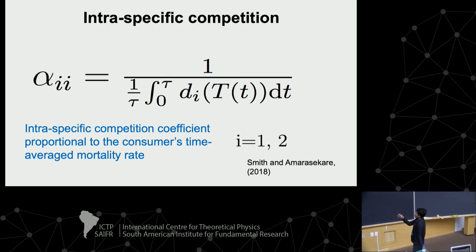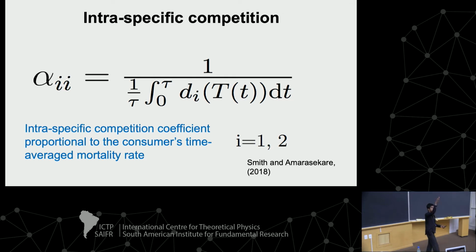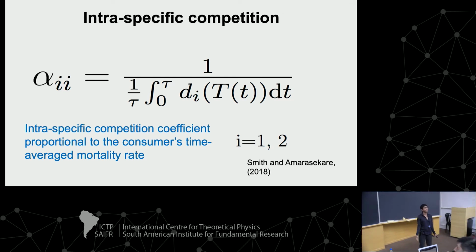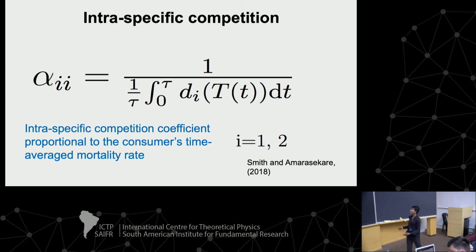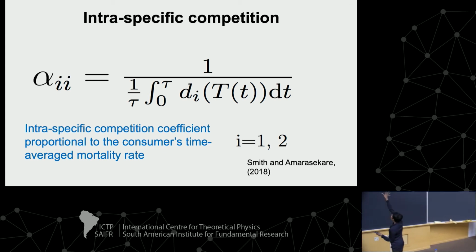Alpha ii, the intraspecific competition coefficient, is inversely proportional to the consumer's time-averaged mortality rate. So what is the inverse of the time-averaged mortality rate? Somebody tell me. The mean lifetime? Exactly. That's the mean lifetime, and it means the longer you live, the more resources you can take up. So if the denominator is small, you live long and you limit yourself much more strongly. What is really interesting is that it comes out just through mortality, just through longevity.